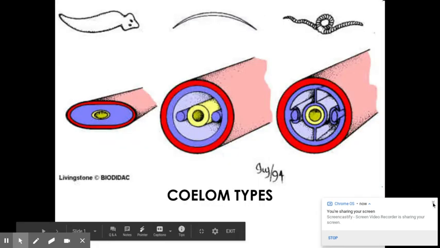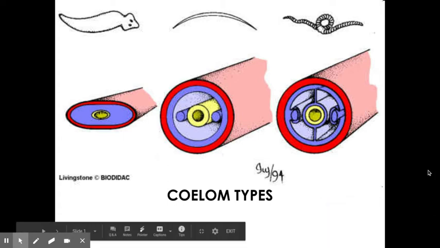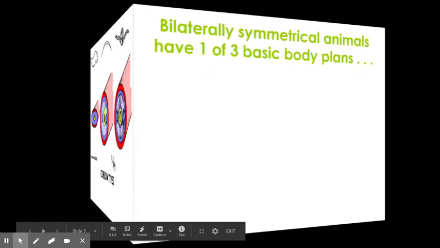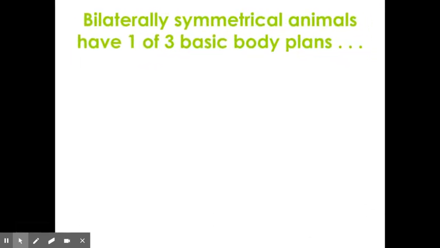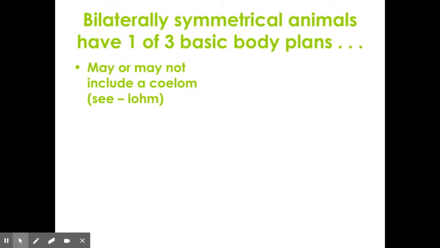Okay, so I want to take just a few minutes to talk to you about body cavities, or in Honors Bio 2, what we call coeloms. This information applies to only animals that exhibit bilateral symmetry. Bilaterally symmetrical animals can have one of three basic body plans. That body plan may or may not include a coelom, and I'm going to explain what that is in just a second.